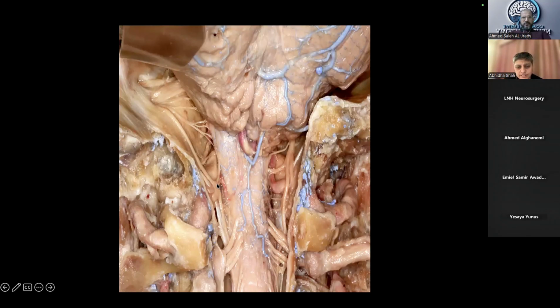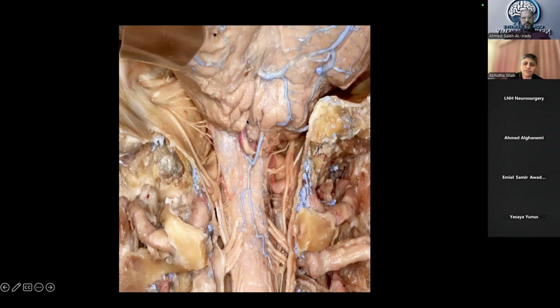Just beneath this is the denticulate ligament. Here you can see this filamentous structure that you can cut to get some mobility of the spinal cord. That is the denticulate ligament. Here you see the C2 nerve roots as they're coming out and becoming the C2 ganglion.